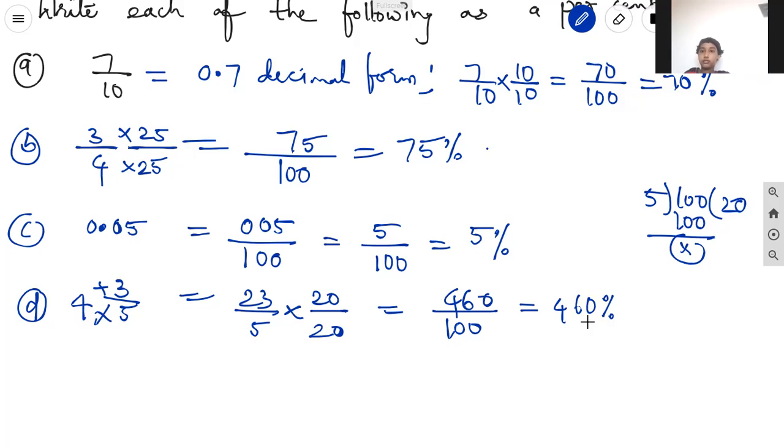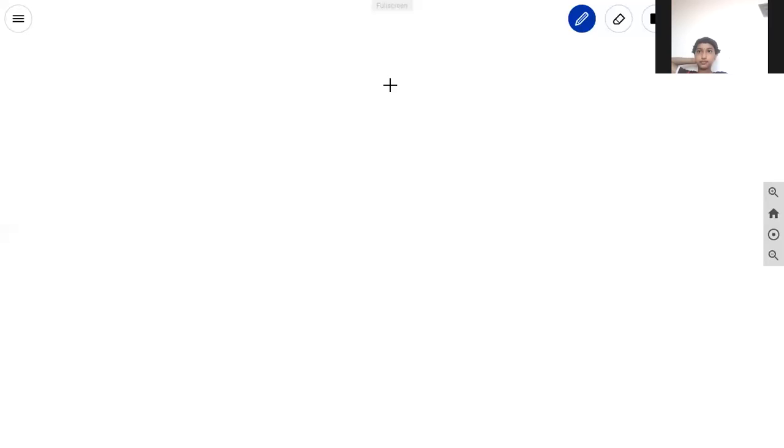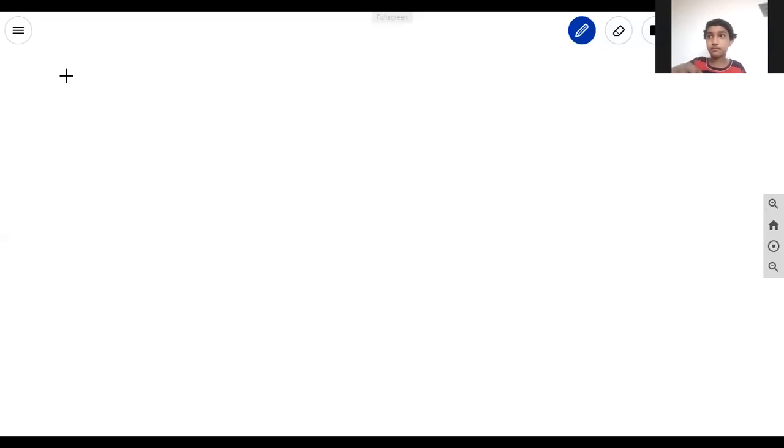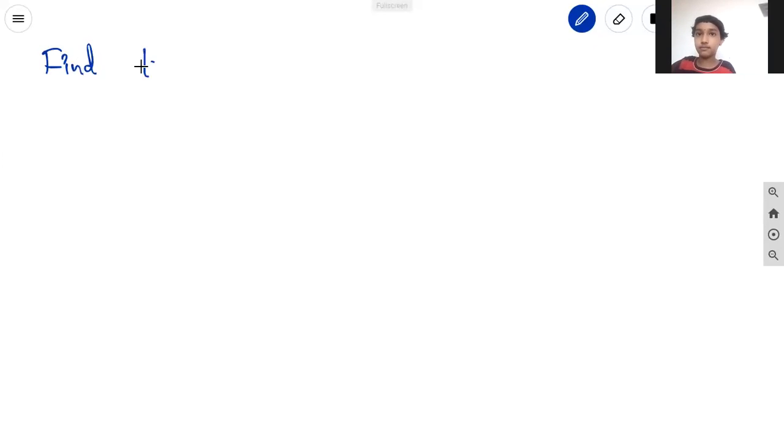This is the conversion of the decimal, conversion of the percent. Percent is converted into simplest form. Percent is converted into decimal form. Okay. These are one type of problems. Next, find the value of.